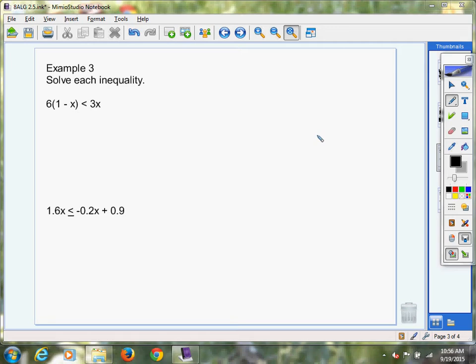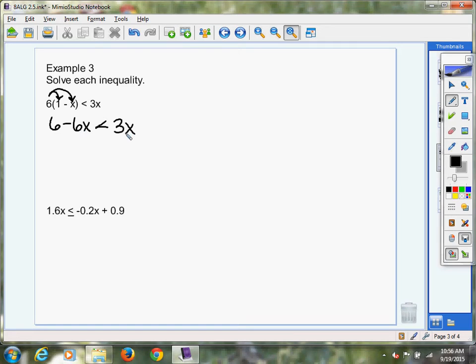So let's perform the distributive property, and when you do, that totally gets rid of parentheses. So 6 times 1 is 6, and 6 times negative x is negative 6x, and then we'll drop down the less than, drop down 3x.